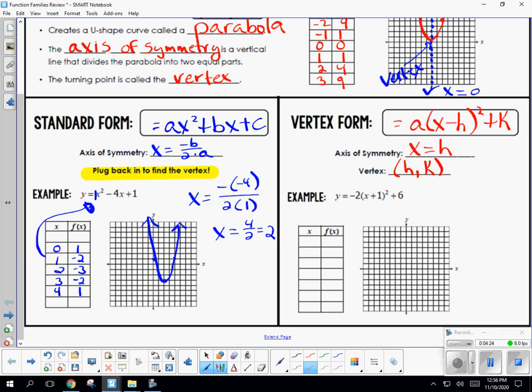Here we have an example that is in vertex form. So the vertex taken from this equation is negative 1, 6. That should go in the center of your input-output table. And then we're going to build our input-output table from our vertex points. And then we'll graph based on these points.